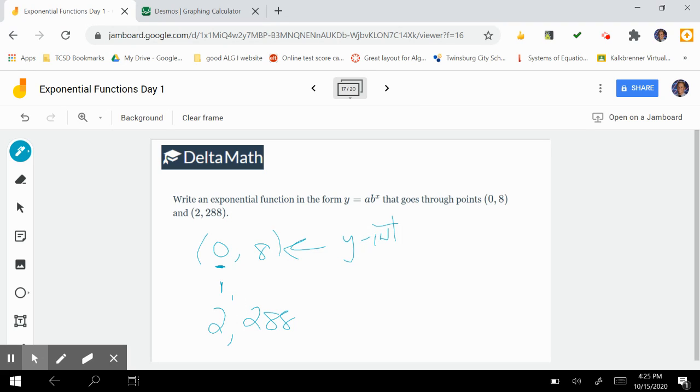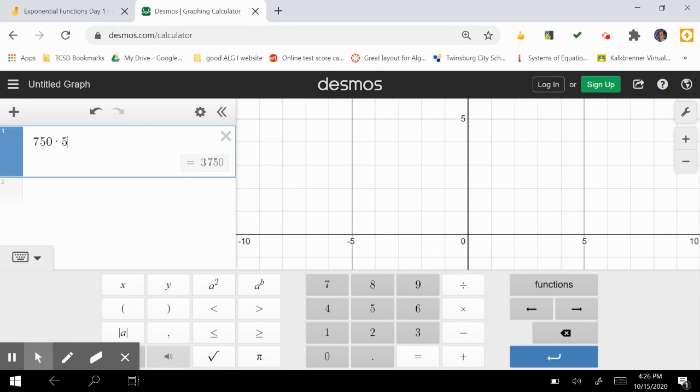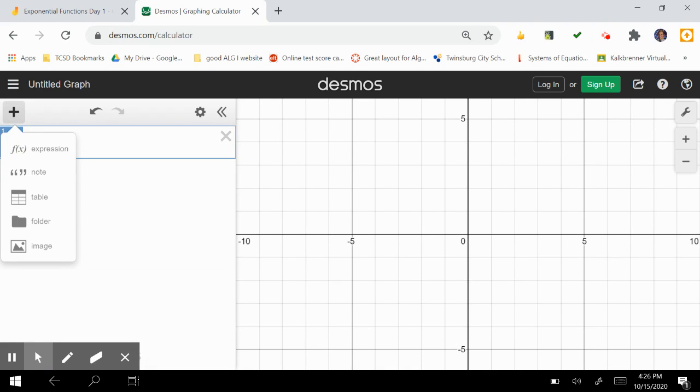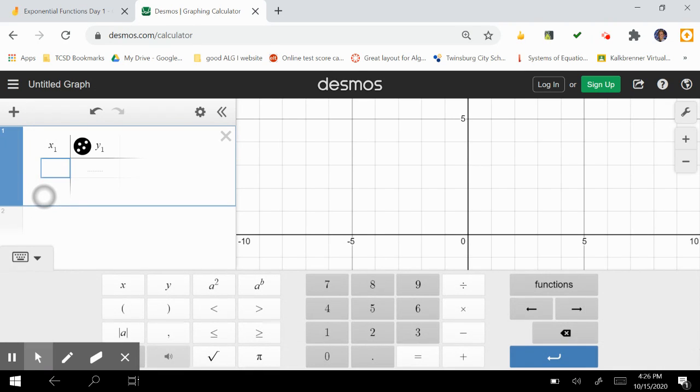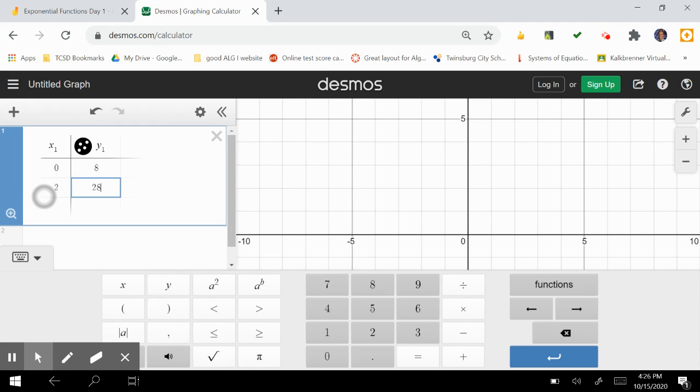We're going to use Desmos to help us out. But we can't just go, hey, how do we go from here to here? Because we jump by 2. So we can't figure out that multiplier. So what we're going to do is go to Desmos. We have (0, 8) and (2, 288). So let's erase that. If you don't remember, you hit this plus sign and you go to table and you put your ordered pairs of (0, 8), and then we had (2, 288).